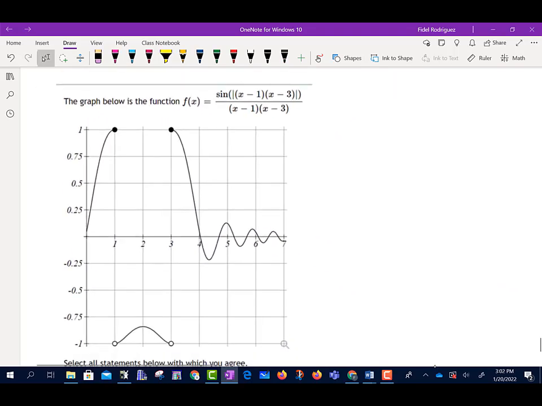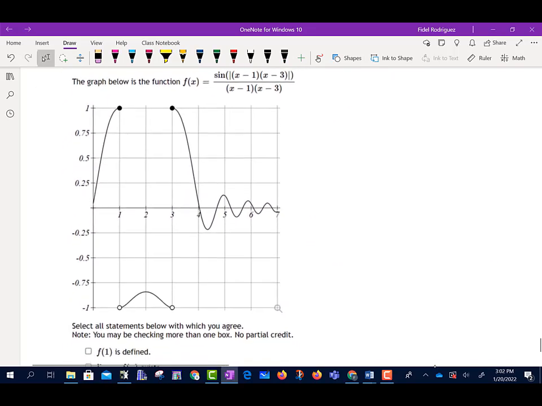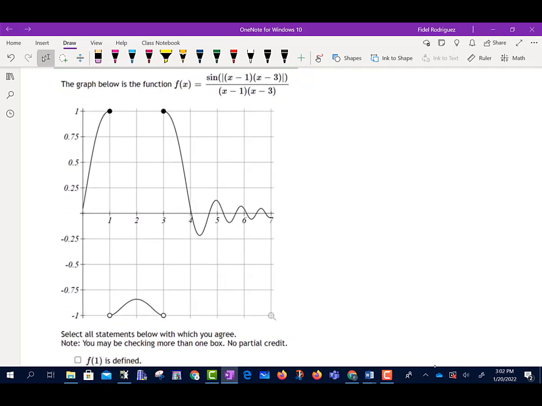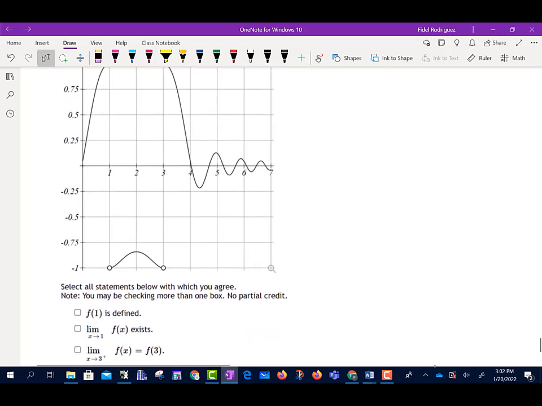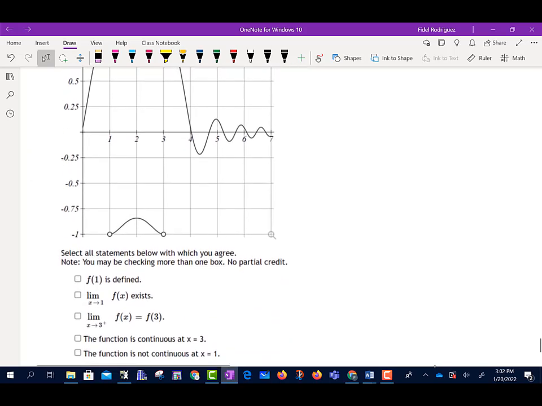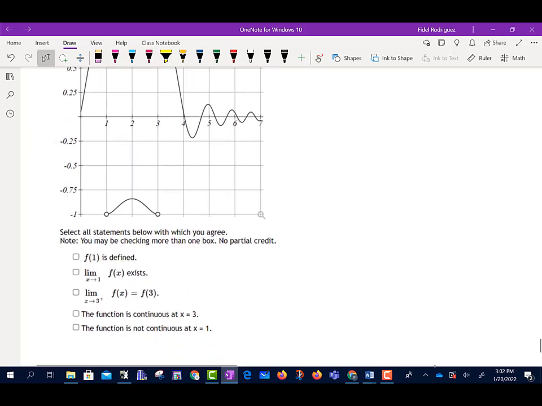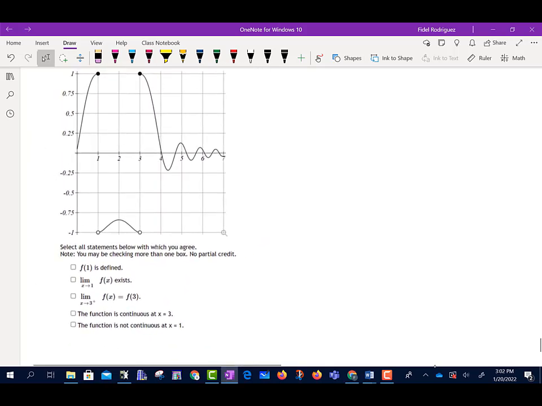All right. So now let me take a look at this one. This is a pretty rowdy graph here. Okay, so it says the graph below is the function. Okay, so there it is. Okay. It says, select all statements below with which you agree. You may be checking more than one box. Okay, so let's take a look. Is f of 1 defined? Yep, we got a solid point. I'm checking that one. Does the limit as x approaches 1 exist?